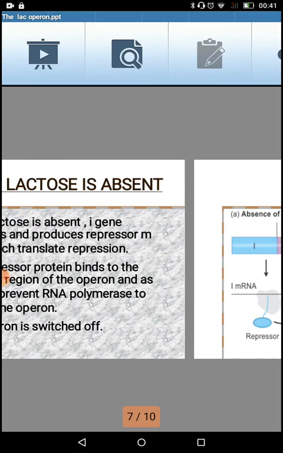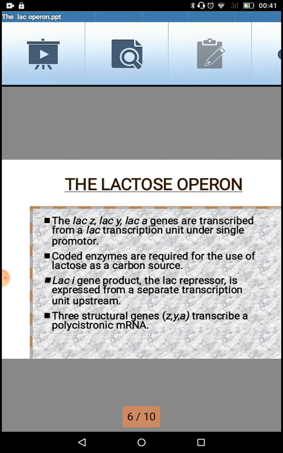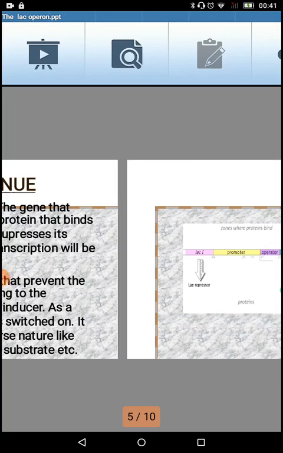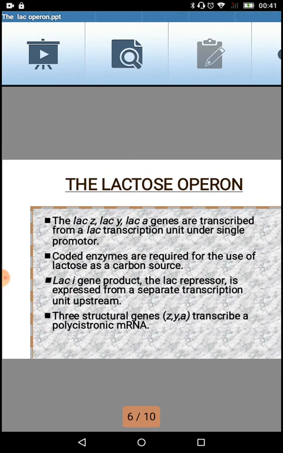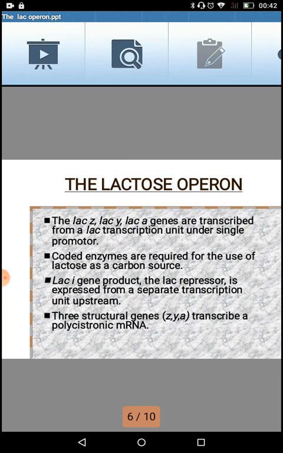I'm now reading the slides to make it a little bit more clear. Lac operon, this we have already gone through. The lac Z, lac Y, lac A genes are transcribed from the lac transcription unit under a single promoter. Coded enzymes are required for the use of lactose as a carbon source. The lac I gene product, the lac repressor, is expressed from a separate transcription unit upstream. Three structural genes Z, Y, and A transcribe into a polycistronic messenger RNA.